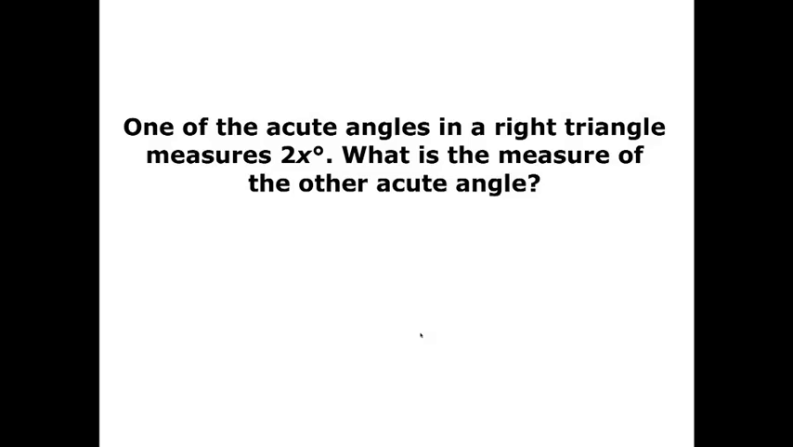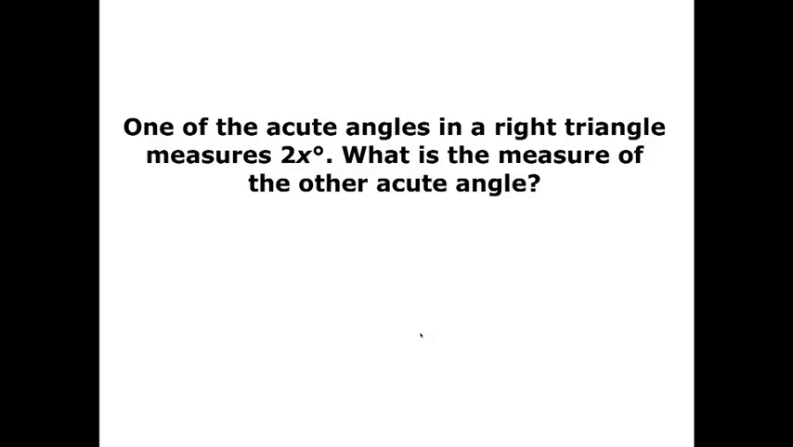Okay, so if one of the acute angles in a right triangle measures 2x, what is the measure of the other acute angle? Okay, common mistake here. Right triangles, you know one of the angles is a right angle, so you have two angles left. A lot of people will look at this problem and say, well, if one angle is 2x, the other angle is 2x.